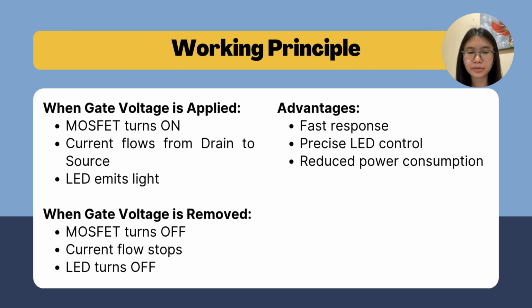The MOSFET operates by controlling current flow between the drain and the source terminals. When a gate voltage is applied, the MOSFET turns on and current flows through the LED. The LED then emits light into the finger tissue. When the gate voltage is removed, the MOSFET turns off and current flow stops. The advantages of this approach include fast response time, accurate LED control, and reduced power consumption.